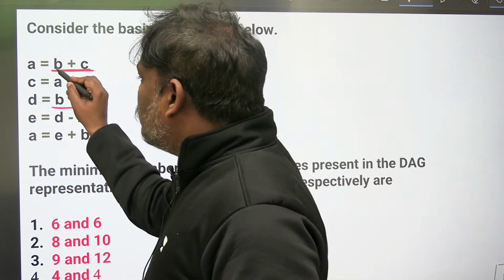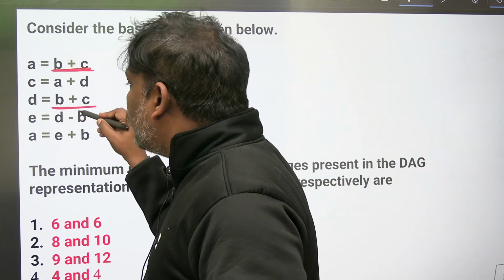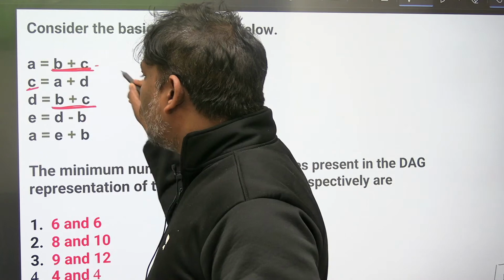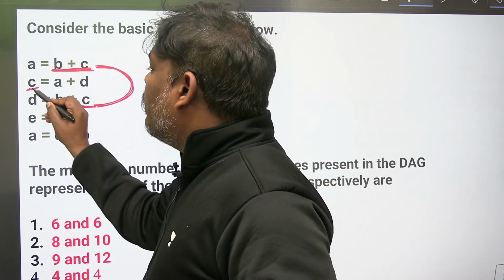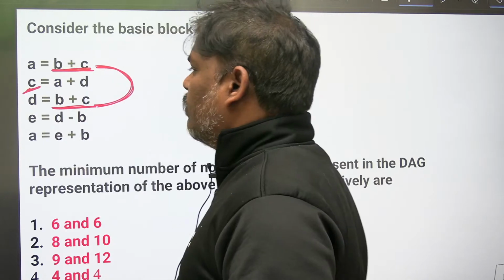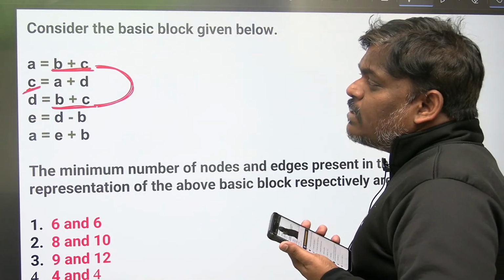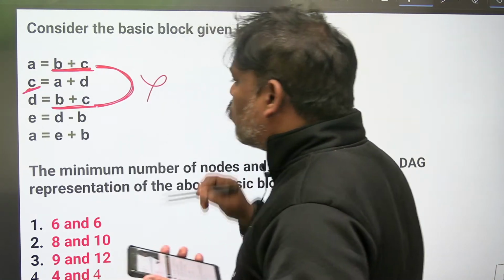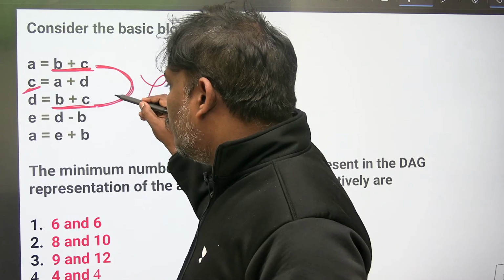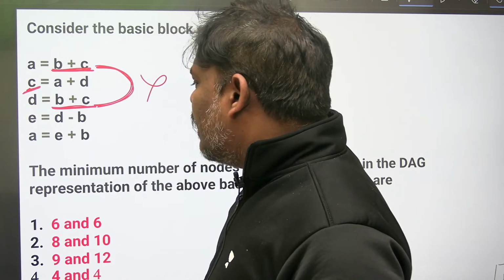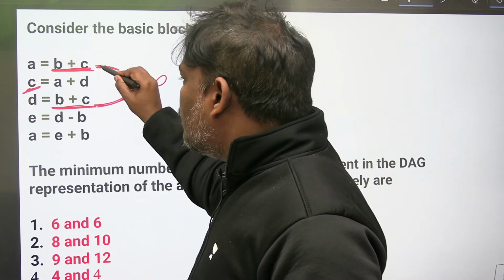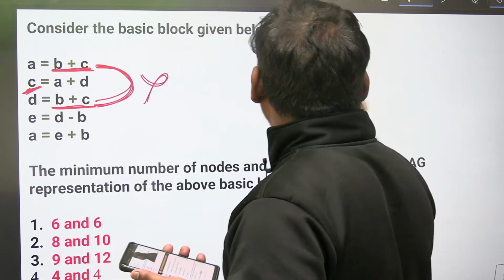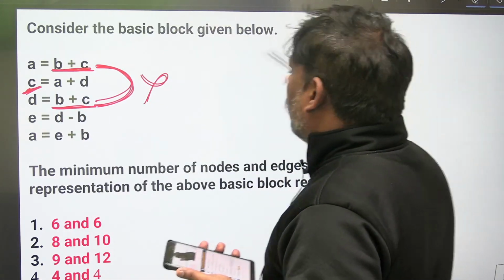But the problem is, this B plus C may not be the same because in between C is updated. This B plus C looks the same, but they are not the same because C is updated. So you cannot consider both as the same. Please be careful. These two are not the same, okay. And one more thing, see this one. Anyone else exactly the same? I tried, they are not the same because there is some modification here. That is fine. Now see the next one.